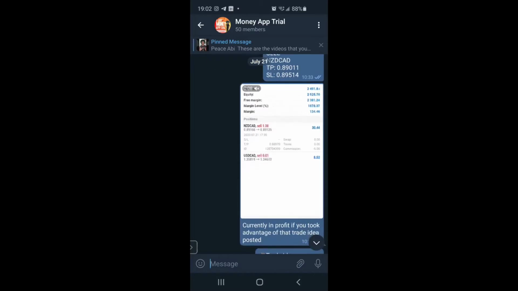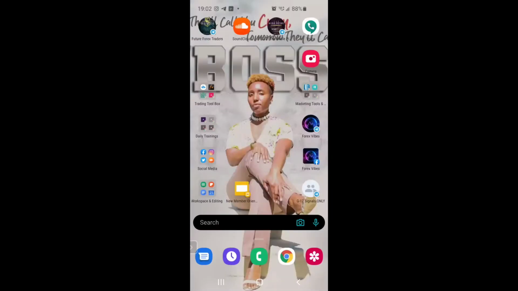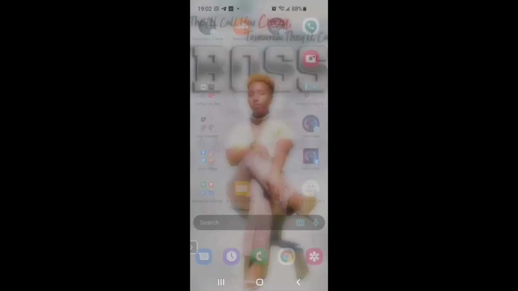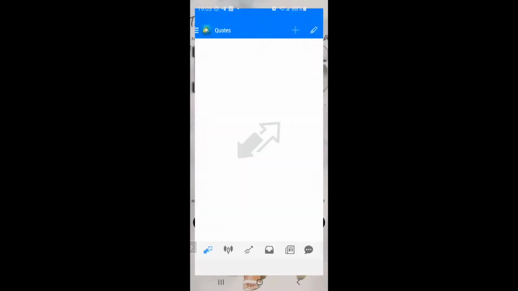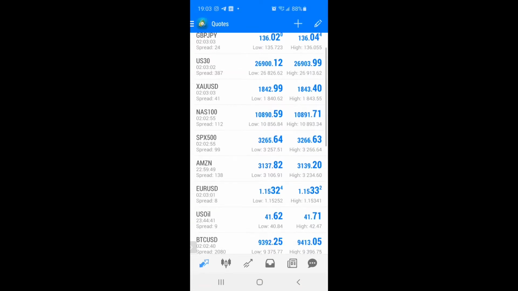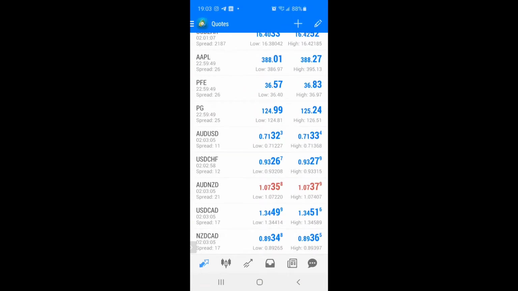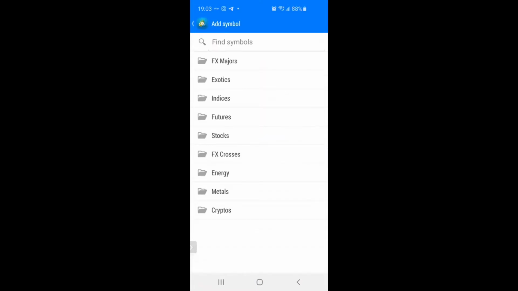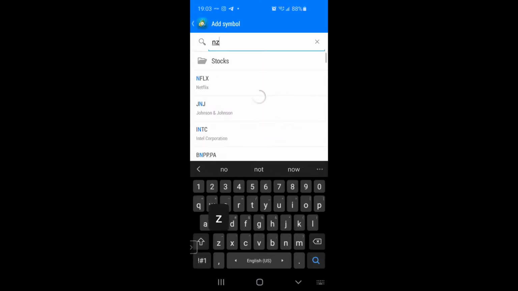Now, say for instance you just got this trade. The first thing you would do is go over to MetaTrader 4, which you all should have already downloaded. The next thing you're going to do is find NZD CAD. Mine is down here at the bottom, but if you didn't have it on yours, all you would do is press the plus sign at the top right-hand corner, and where it says find symbols, you would just type in NZD CAD. Mine is already on mine, so it's not going to pop up, but once it pops up, you would just press it and then go back over.